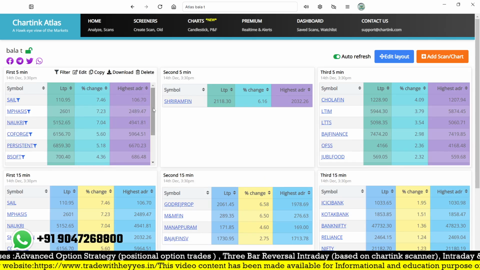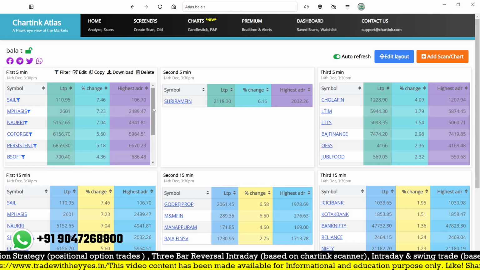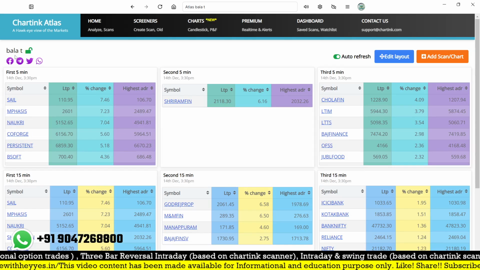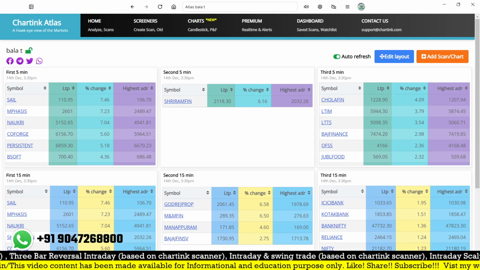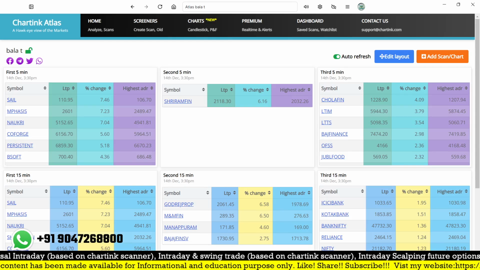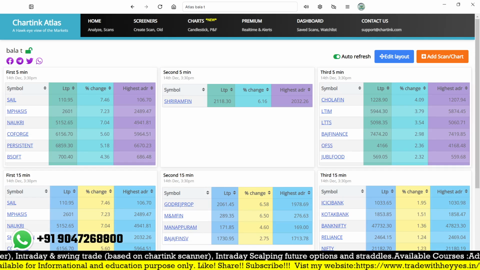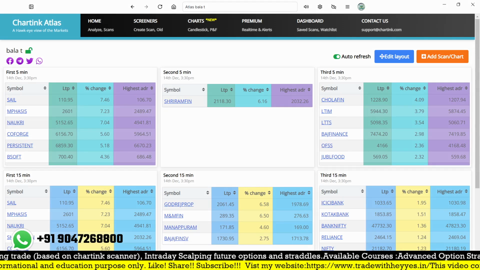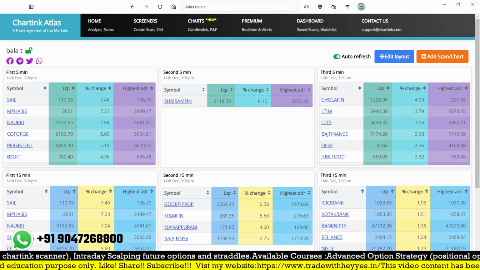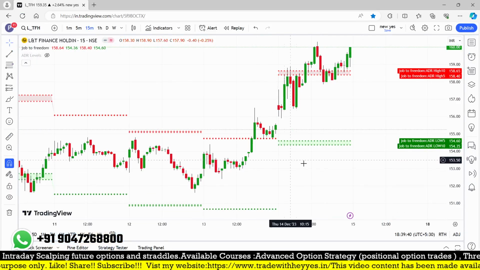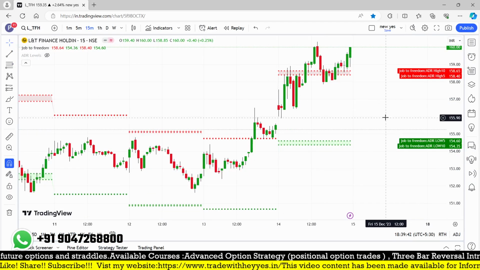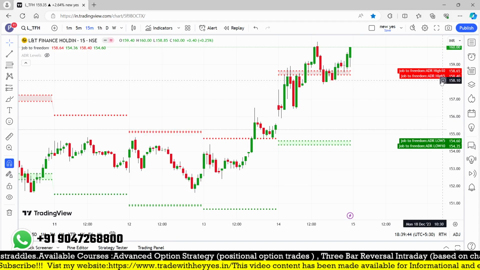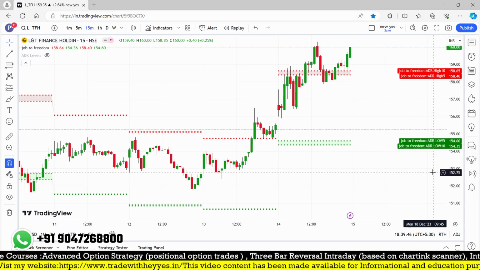So here, first is the 5 minutes. I use 6 widgets to find trade opportunities using this ADR scanner. I'm using two ADR scanners, one for a 5 period and another for a 10 period. If you look at the chart, you can easily see the 10 period and 5 period: ADR 10 high and ADR 5 high, and ADR 10 low and ADR 5 low.